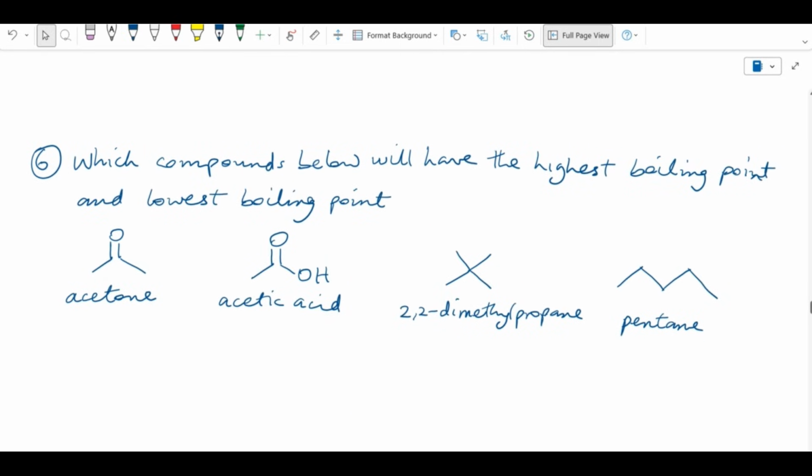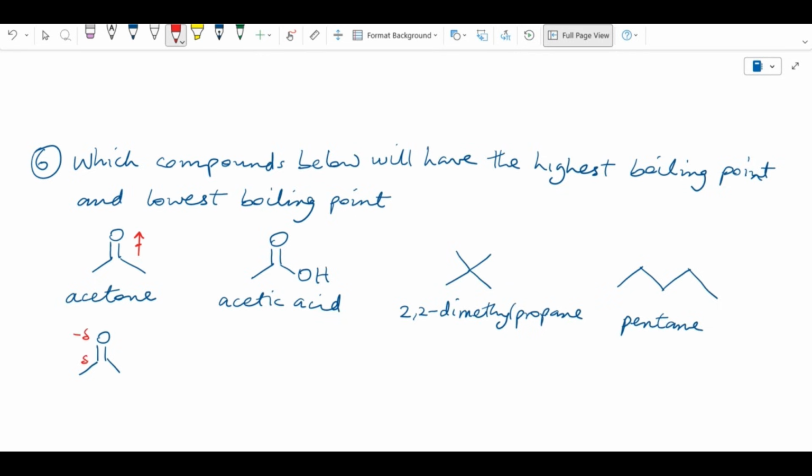This question asks us to determine which of the compounds below will have the highest boiling point as well as the lowest boiling point. To answer this question, you need to determine the type of attractive forces or attractive interactions that exist in the respective molecules. So for acetone, that has a dipole moment. What that means is that oxygen is more electronegative than carbon.